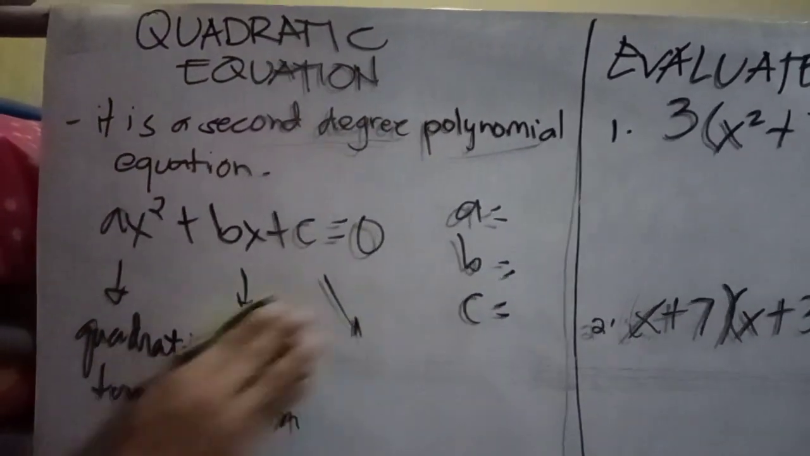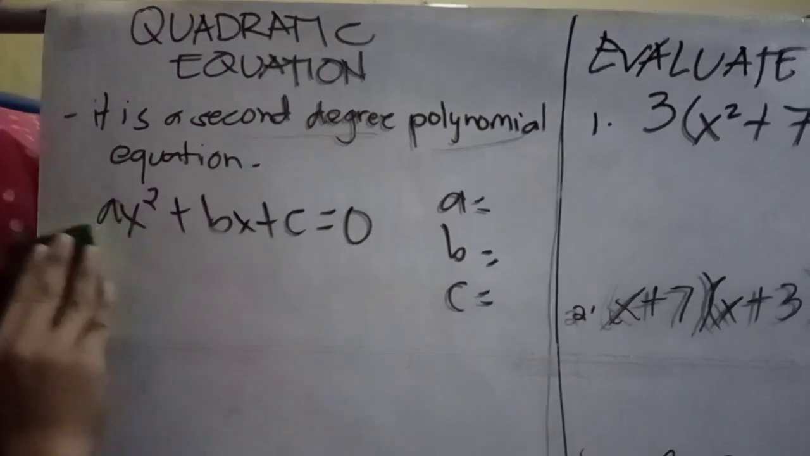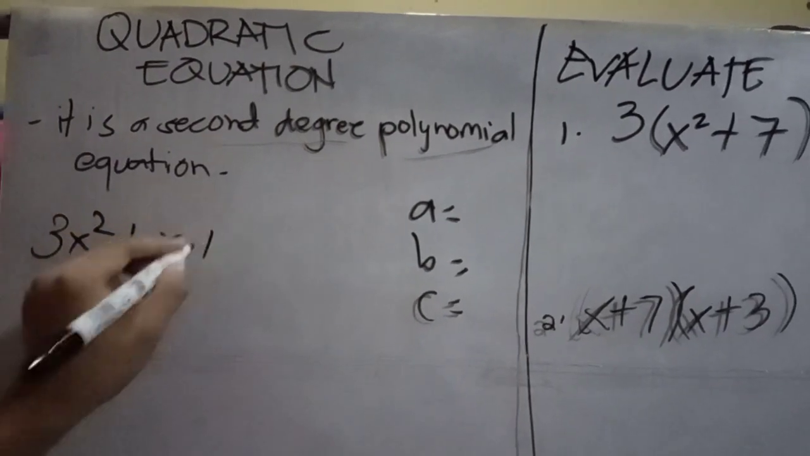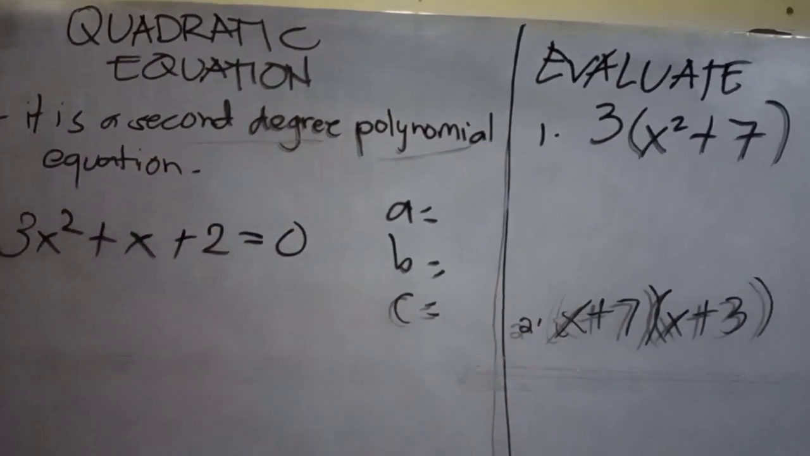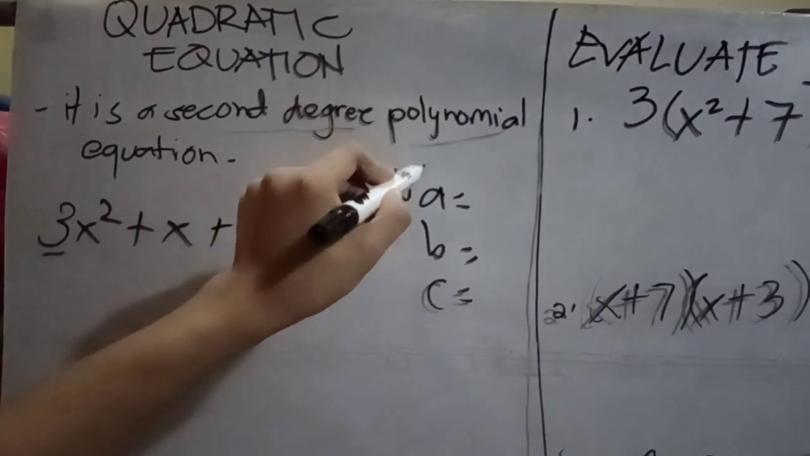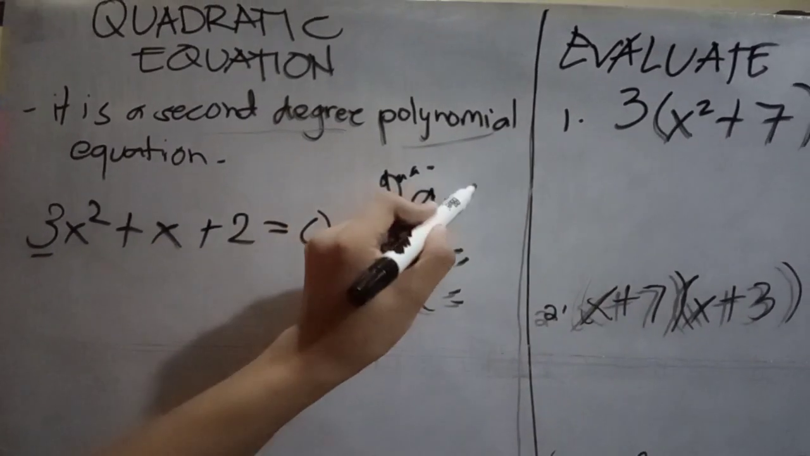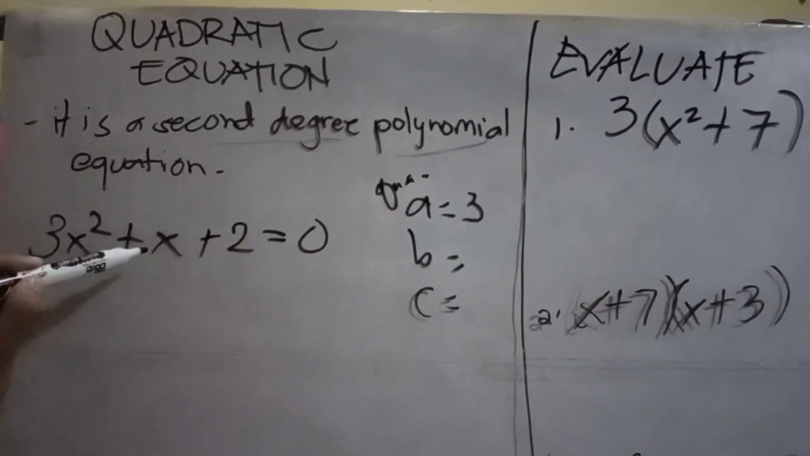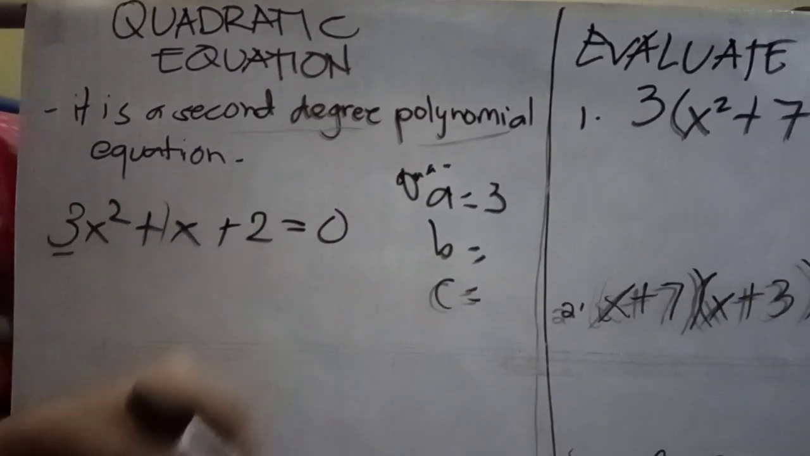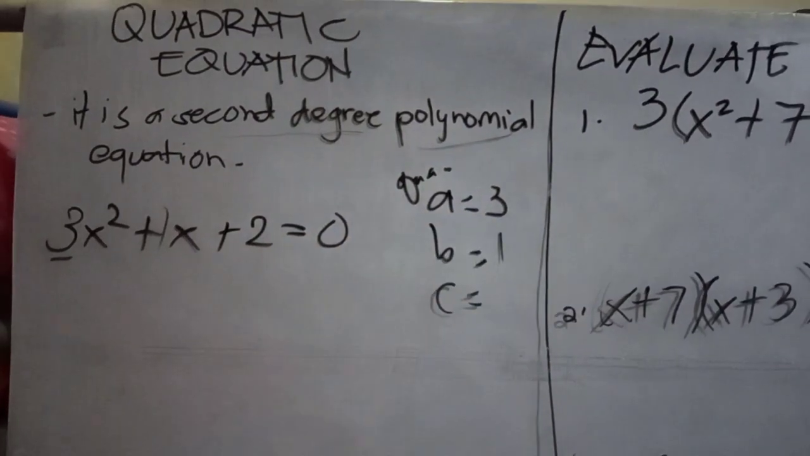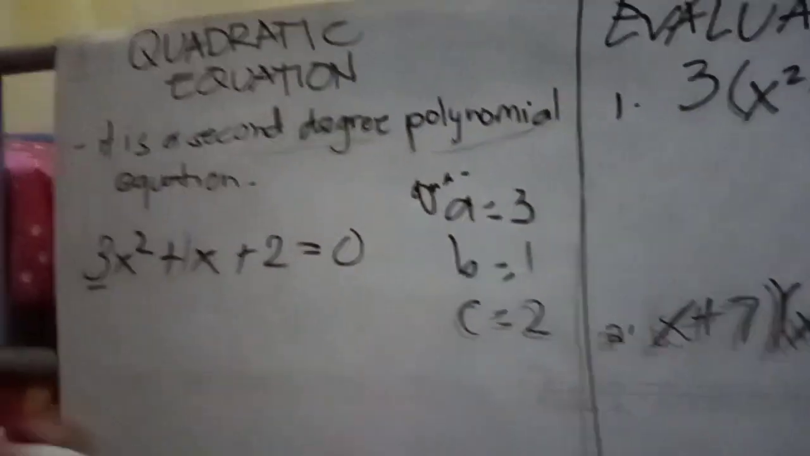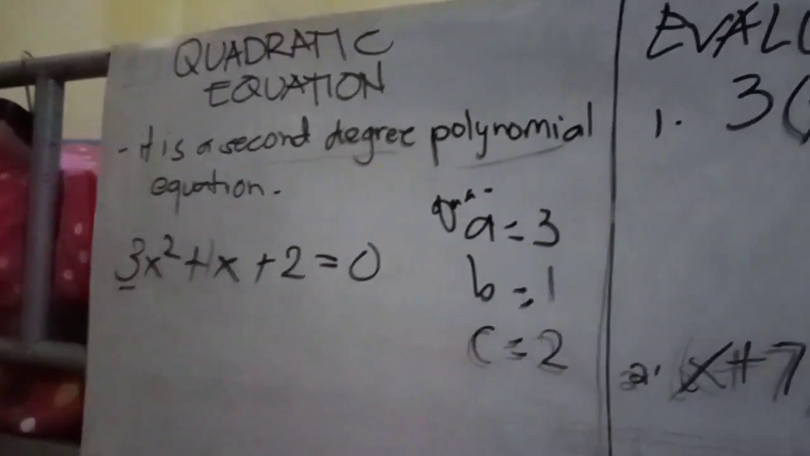So now, first example, we have 3x squared plus x plus 2 is equal to 0. Finding a, the a is called the quadratic term, so we have 3. Next, if there's no other value beside x, the equivalent is the number 1. So the linear term is 1. Then the constant term is 2. The constant is a number that is part of the algebra.